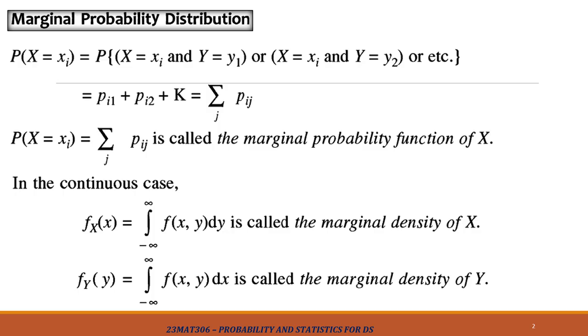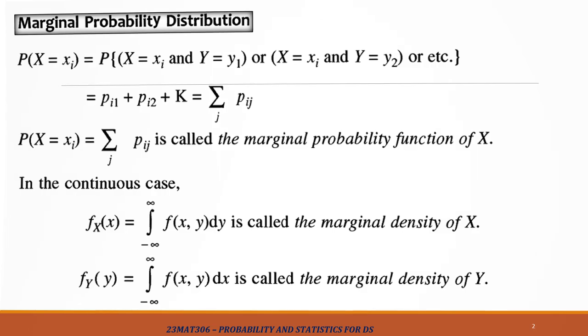Check that for the discrete case, we sum the probability value, that is P_ij, with respect to j. So it is the marginal probability function of x. For the continuous case, we integrate the function with respect to y, so it is called the marginal density of x. For the marginal distribution of y, we integrate the function with respect to the other variable x. This is called the marginal probability distribution.